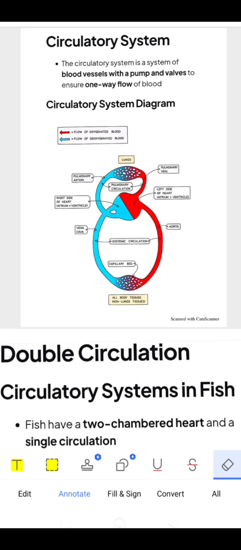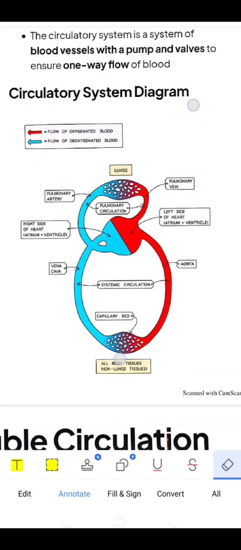There is another system which is called lymphatic system as well in our body to transport the materials, but that's not the part of our syllabus, so that's why we only stick to the circulatory system. So now the function of circulatory system is to transport materials which are needed in our body. Now the parts of circulatory system.